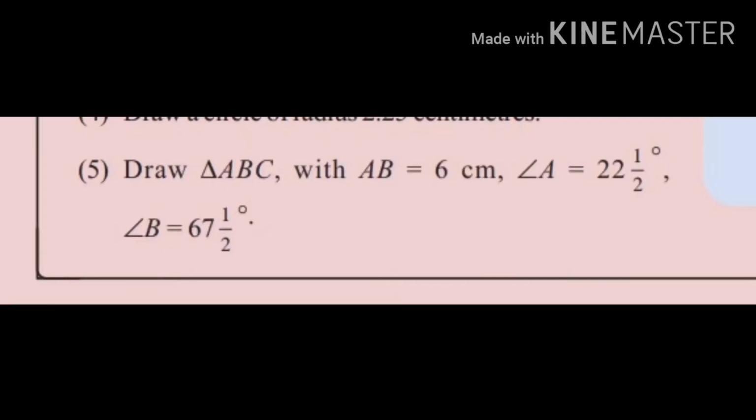Next is question number 5. Draw triangle ABC with AB equal to 6 cm, angle A equal to 22.5 degree and angle B equal to 67.5 degree. Okay, so for this triangle two angles are given, but these two measurements, 22.5 and 67.5, are also not possible to measure using protractor. So here we are using the method angle bisector, that means bisector of angle we are drawing. Okay, so let's see how.